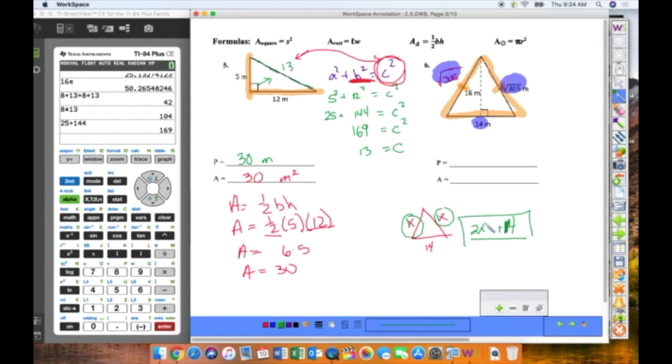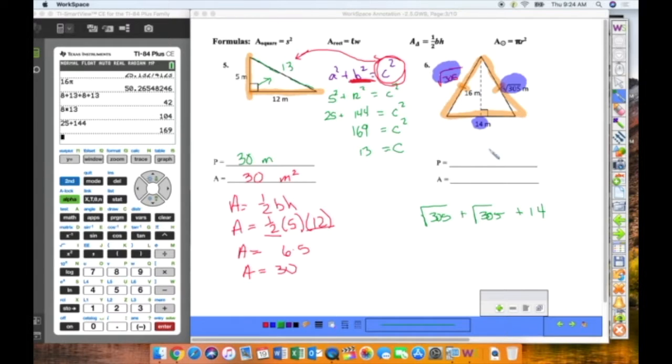This guy's got an x with it, this guy doesn't. Well, it's the same concept here. You've got a square root of 305 plus another square root of 305 plus 14 is what you're trying to add together. And these square roots of 305, they're like terms.